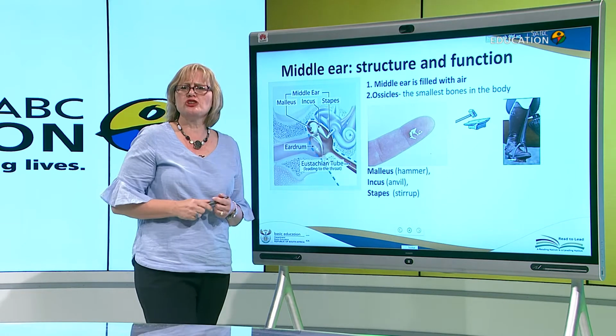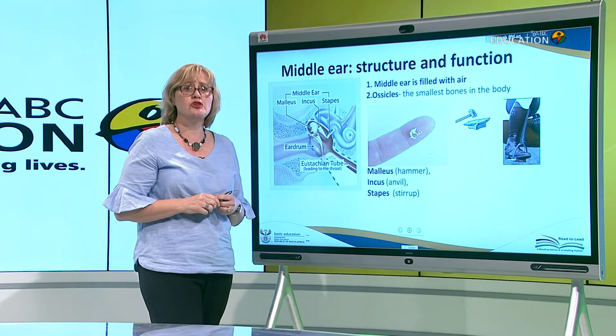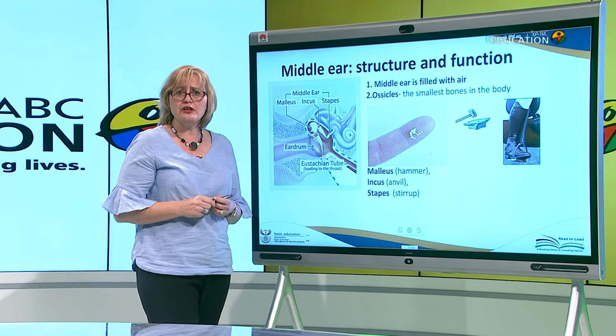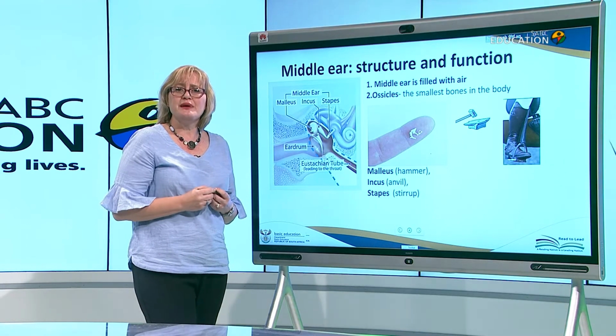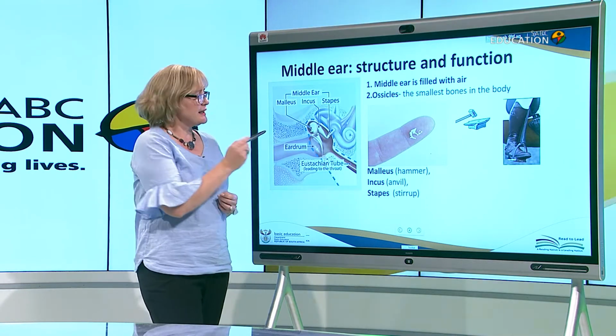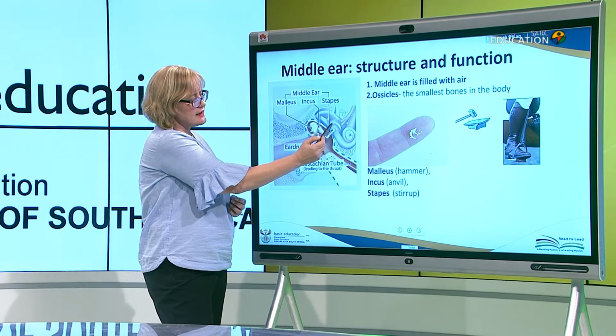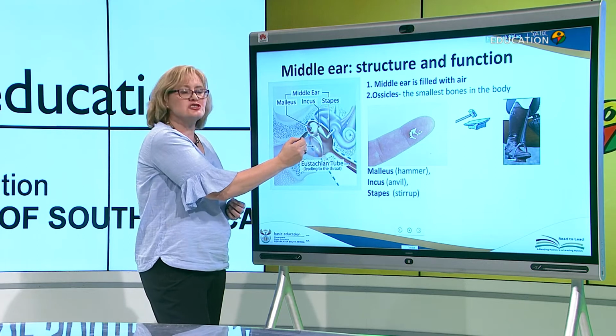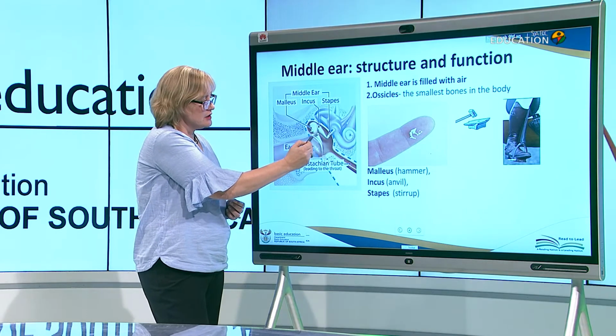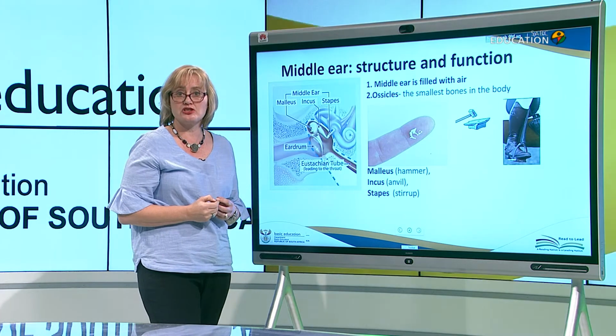So what's the function of these little bones? They've got a huge function in your ear. Firstly, they will transmit the vibrations from your tympanic membrane there, your eardrum, towards the inner ear. Right, so they transmit the vibrations from here to there. That's the first function they have.